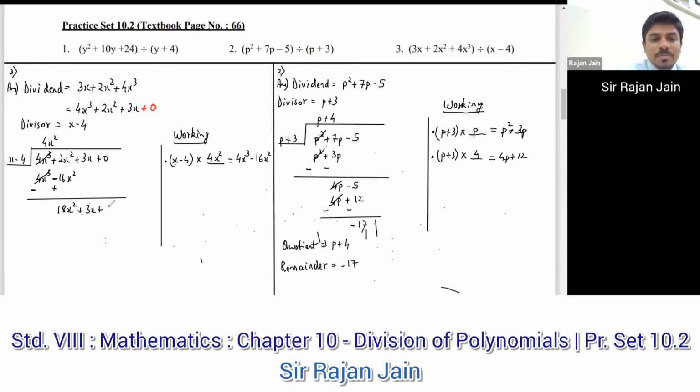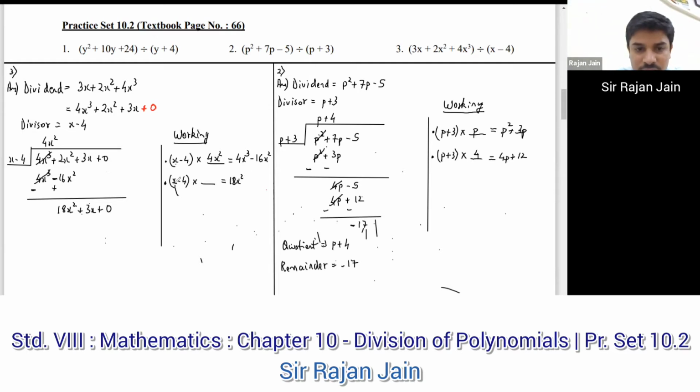So 18x square plus 3x plus 0. Now you come to the second step of your working. Take your divisor x minus 4, multiply by something. Your target is to get the first term of your dividend. So I want 18x square. I write 18x square over here.